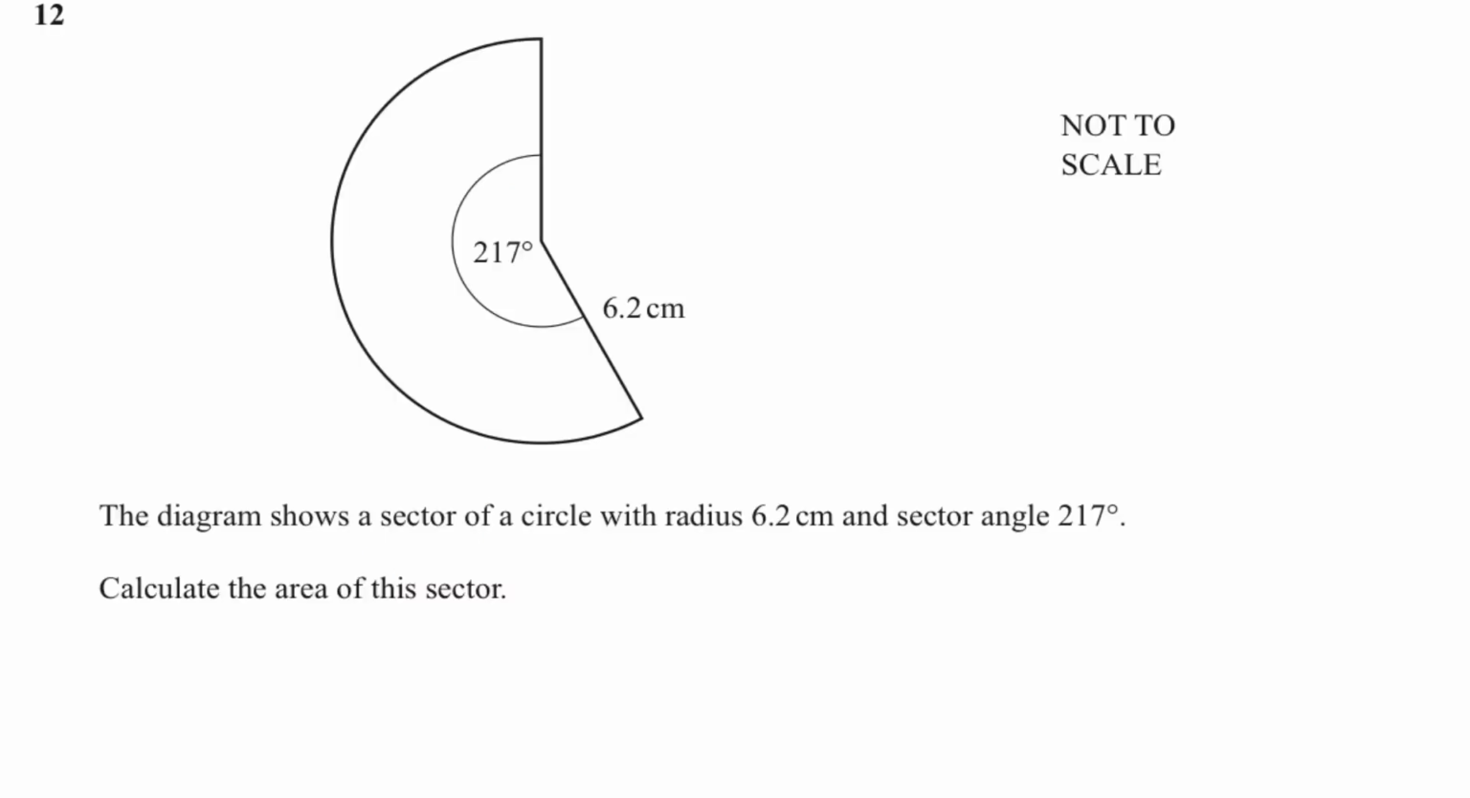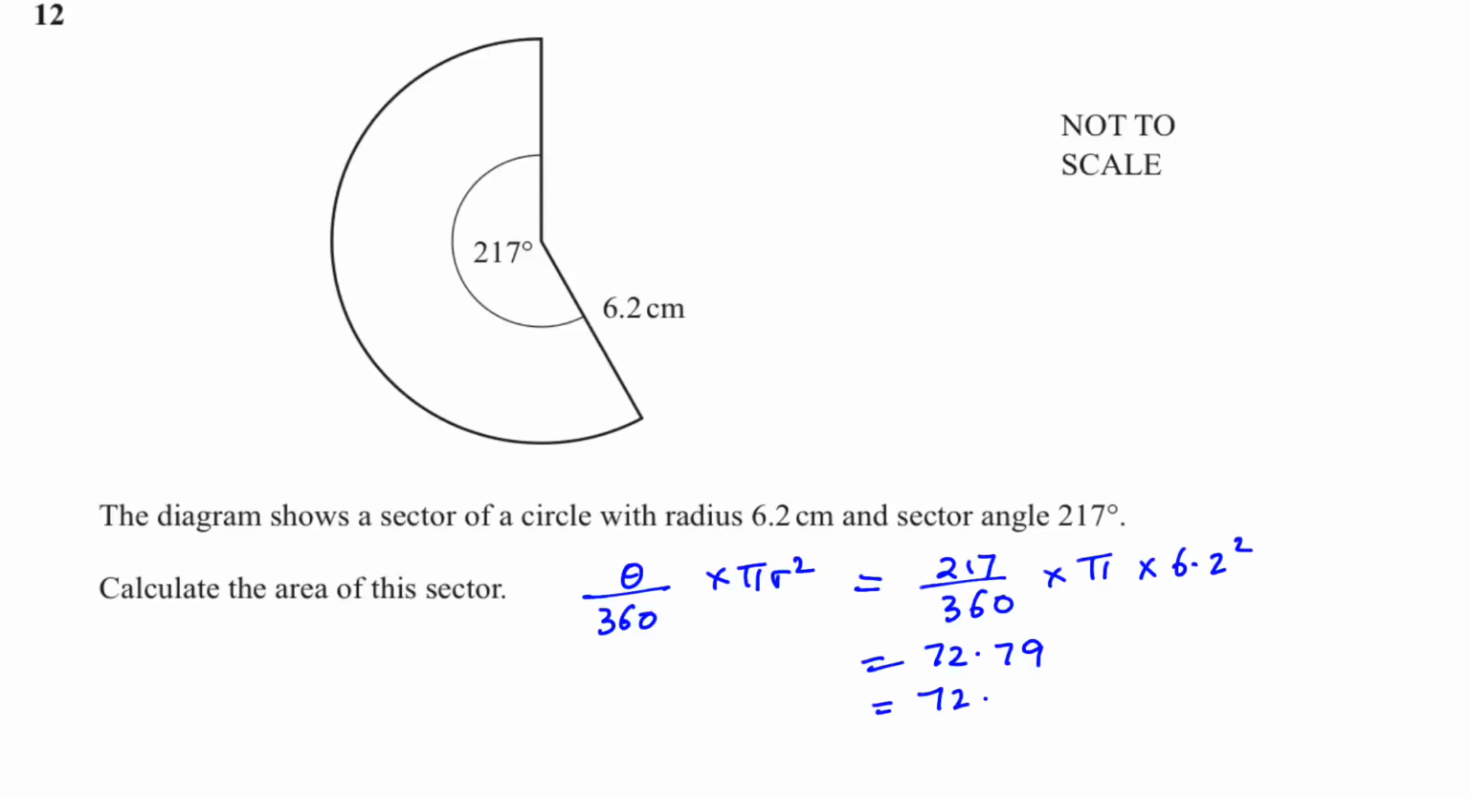Question number 12. We have been given a sector, we have the angle, and the radius has been given to us. We have to calculate the area. For that, we are going to use this formula, theta over 360 multiplied by pi r square. So 217 over 360 multiplied by pi into 6.2 square will give us 72.79, and we will round it to one decimal, 72.8 square centimeter.